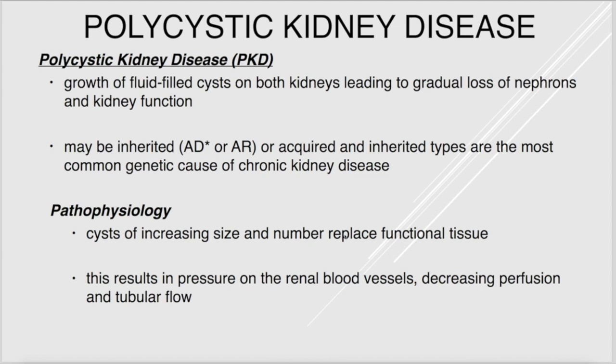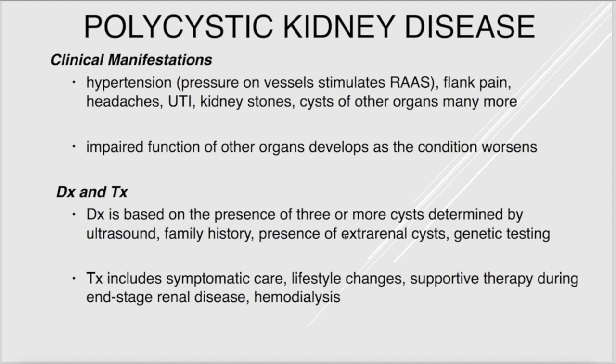Now, people can have different severities of this. They generally will always get worse, but some people get worse much more quickly, where they have complete loss of function by the time they're 40. Some people go and live a relatively normal life. So it really depends on the exact type as far as the severity of PKD. So clinical manifestations: hypertension, because this stimulates RAS. We talked about that. Flank pain, UTIs and kidney stone formation are very common, and also cysts of other organs.